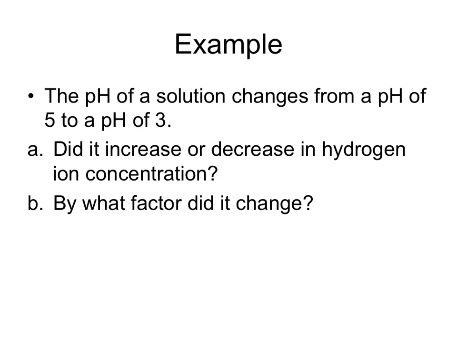The pH of a solution changes from 5 to 3. Did it increase or decrease in hydrogen ion concentration, and by what factor did it change? Well, we know as we decrease in pH, we're becoming more acidic. And when we become more acidic, that's going to increase the number of hydrogen ions. Well, what factor did it change by? We know 5 minus 3 is a difference of 2, and we know that every unit change of 1 is 10 times, so 10 to the second would be 100 times.